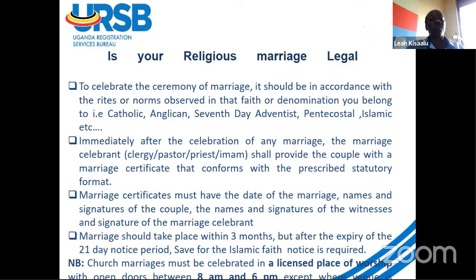Then if I'm to continue, is your religious marriage legal? I earlier gave us the eligibility requirements for whether your marriage is legal, and I would like to add to this. A religious marriage can be Islamic, can be in a Catholic church, can be in an Anglican church, can be in a Hindu temple, can be in a Pentecostal church. So all these religious marriages are legal if they fulfill the condition of being licensed and gazetted. That's when it becomes a legal marriage.